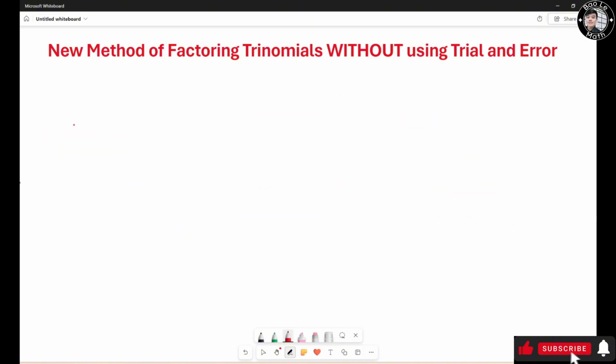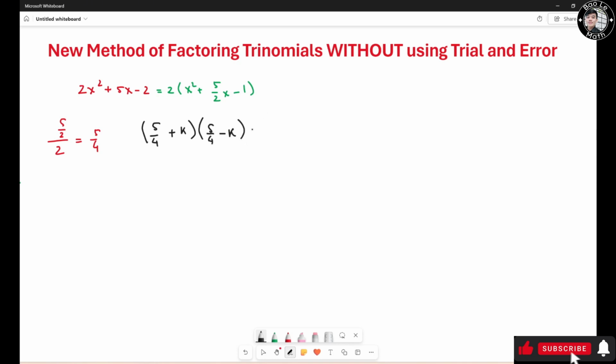Now let's move on to the next example. So for example, we need to factor 2s squared plus 5s minus 2. Alright, so the first thing you need to do is to factor 2 out. So it can be 2 times s squared plus 5 over 2 s minus 1, right? Now, next one, I need to take the middle term right here and divide by 2, right? So it could be 5 over 2 divided by 2. This guy turns out to be 5 over 4. So I need to form a product, right? So it could be 5 over 4 plus k times 5 over 4 minus k equals this guy right here, right? This is c, negative 1, right?